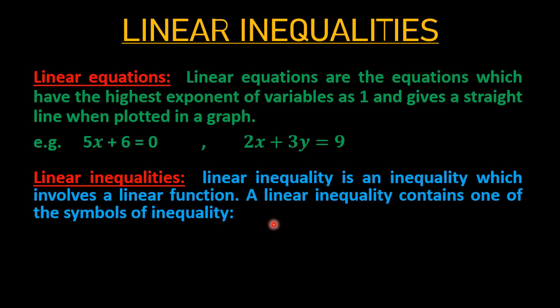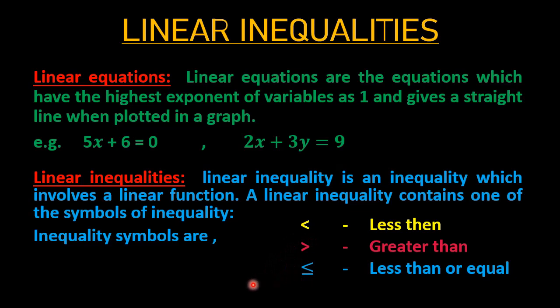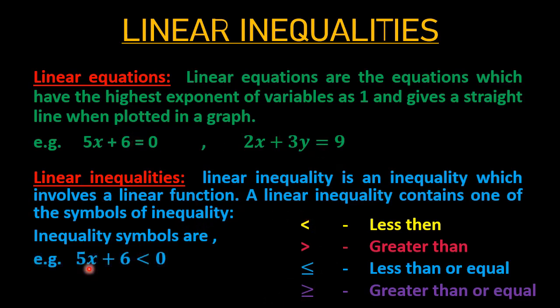So what are these inequality symbols? The inequality symbols are this first one, which is less than, and this is another which is greater than. This is the third symbol which is less than or equal to, and this is the fourth symbol which is greater than or equal to. So in linear inequalities, one of these four symbols will be used instead of the equals to sign. For example, 5x plus 6 is less than 0. Here the inequality symbol less than is used, and there is only one variable and the power of x here is 1. This we call linear inequality in one variable.